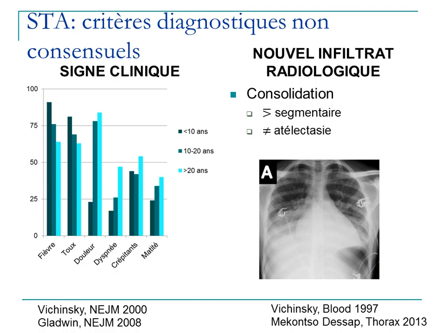So diagnostic criteria, there is no consensus, but you require at least a clinical sign and an X-ray infiltrate. Clinical sign can be coughing, temperature, pain, dyspnea, etc. According to the age, there are going to be different signs involved, pain and dyspnea much more for adults, probably also connected to the fact that for children it's more difficult to communicate. For the infiltrate, we require at least a segmentary consolidation and no atelectasis.